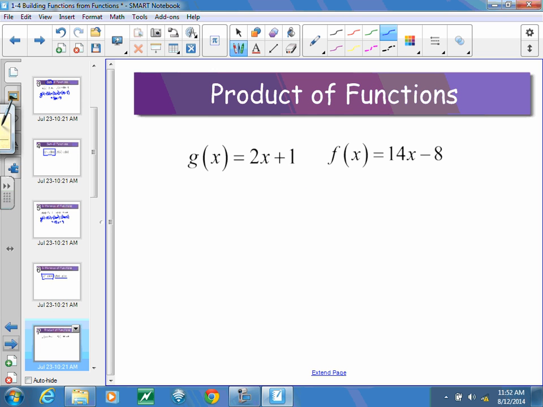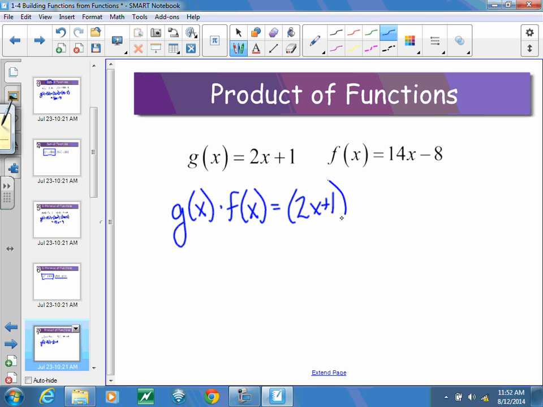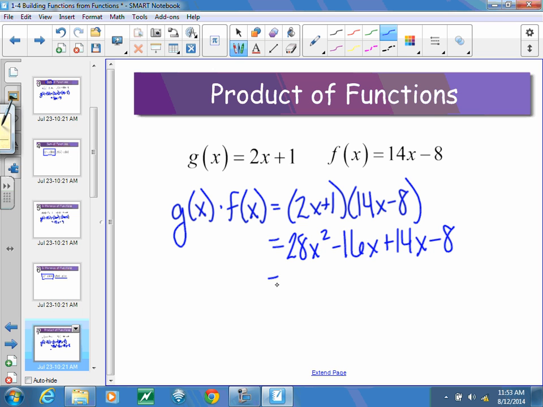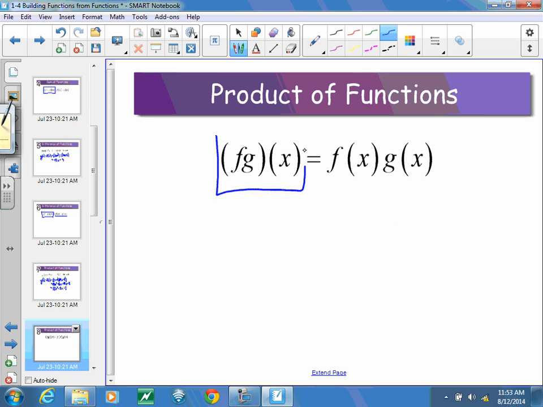Finding the product of two functions, you can probably guess what's going to happen here. We're going to take g of x and we're going to multiply it by f of x. And we're going to take our two functions, 2x plus 1 and 14x minus 8, and we're going to multiply them together. And in our case here, we would have to use FOIL. So I would get 28x squared minus 16x plus 14x minus 8. And simplify like terms, so I get 28x squared minus 2x minus 8. And there's the product of two functions. Different way of seeing it, you might just see f and g in the same parentheses, just like the addition and subtraction, and realize here you're just multiplying the two products together.